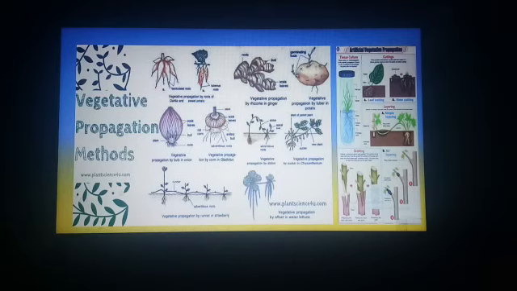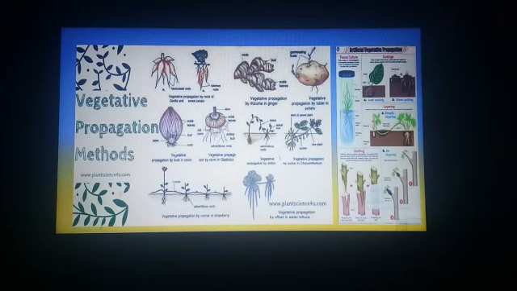Now, artificial vegetative propagation, which is done for gardening and all, is practiced by human beings. This type of vegetative propagation is not included in your syllabus, but still I have added it. If you have interest, you can go through it. Here I have listed the different types of vegetative propagation, like for instance the tuber, modified stems, then the rhizome, and modified stems like runners, stolons and all.